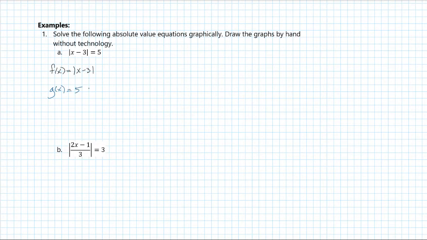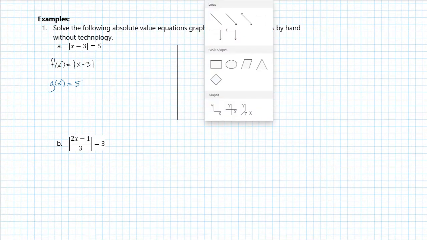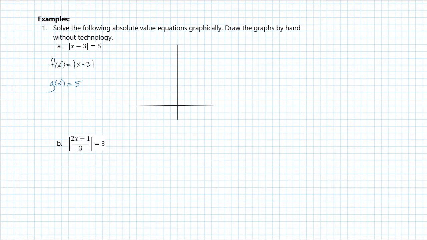I want to get a coordinate plane set up. So I know with absolute value functions I never have negative outputs, so I can draw a vertical line and then draw a horizontal line here. Oops. Another straight line shape. Alright. There we go. And I'll just label my x and y axes here.